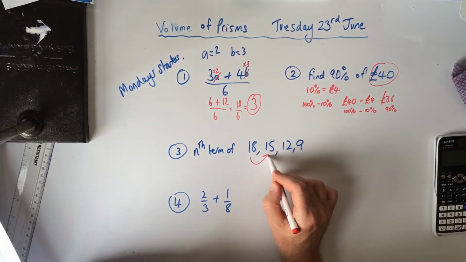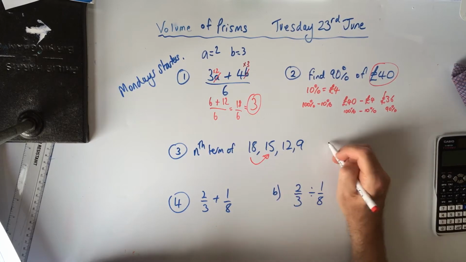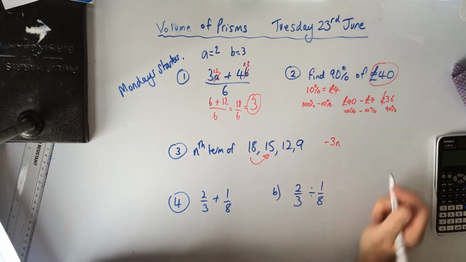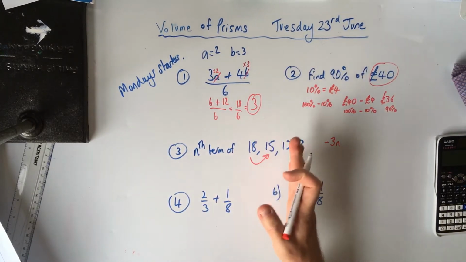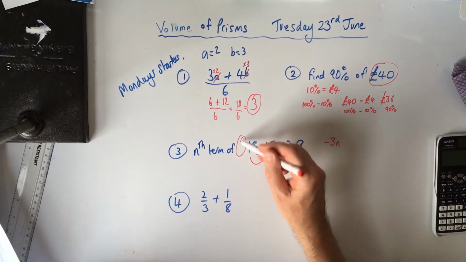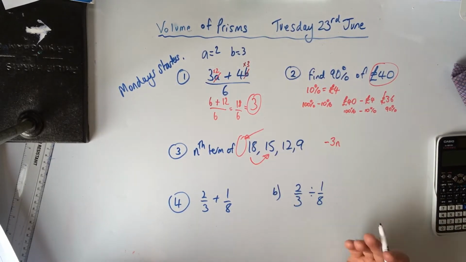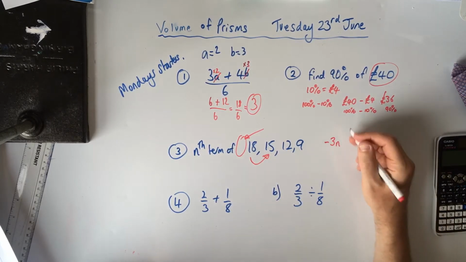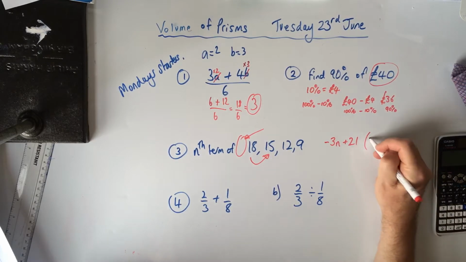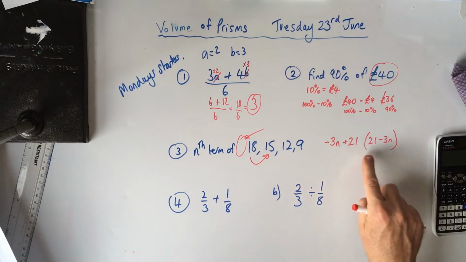Strange one, this one, isn't it? I always say, what's it going up in? It seems nonsense, but it's going up in minus 3s. That's how we find the nth term: we look at what the difference is, and the difference is minus 3. So it starts minus 3n, and then we look for the number that would exist there, if there was one. It would be 21. So it's minus 3n plus 21. Mathematicians do tend to write the minus 3n after the 21.